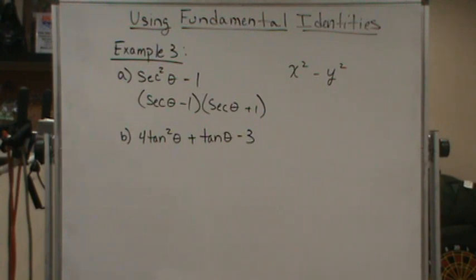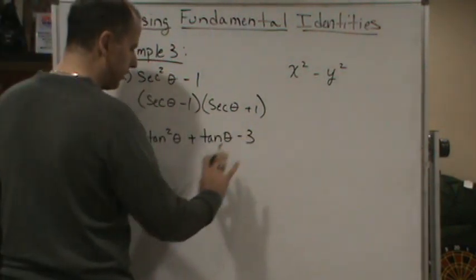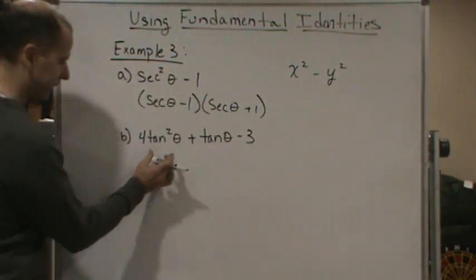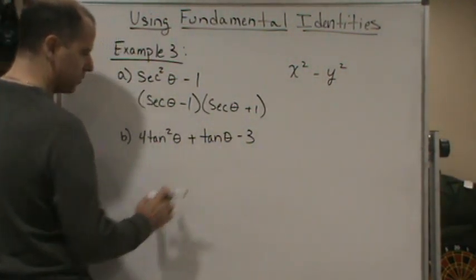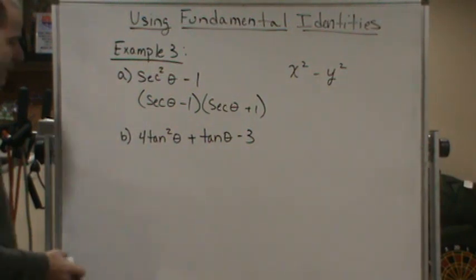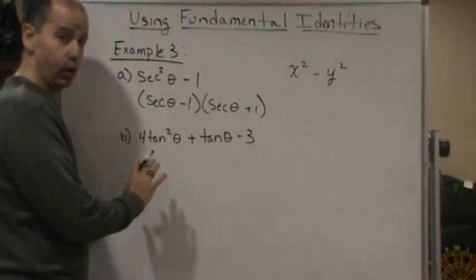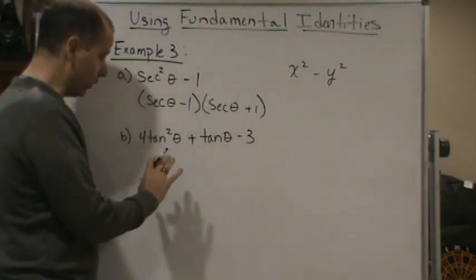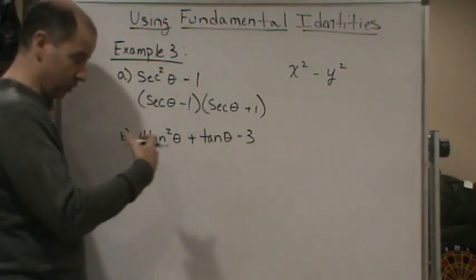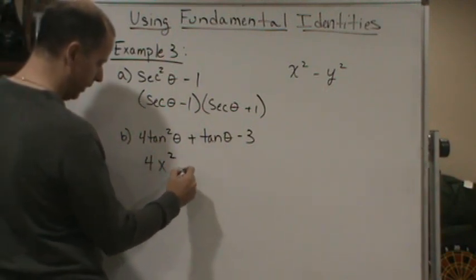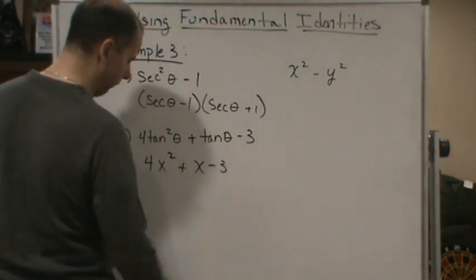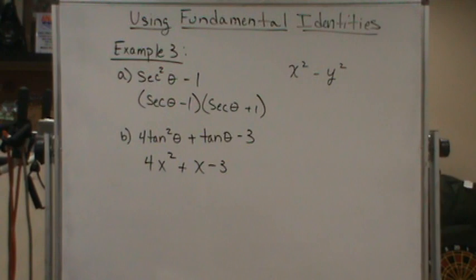Now, what if I have an expression like this? I'm going to do the same thing because I notice that there's a tangent here, right? This term is squared, this term isn't. So immediately I see that this is what I would call quadratic in form. Which means, if I do a u substitution or substitute in for x, this would be, in my mind, 4x squared plus x minus 3, right? Well, I can factor that, by using all of the techniques that we've learned in algebra.